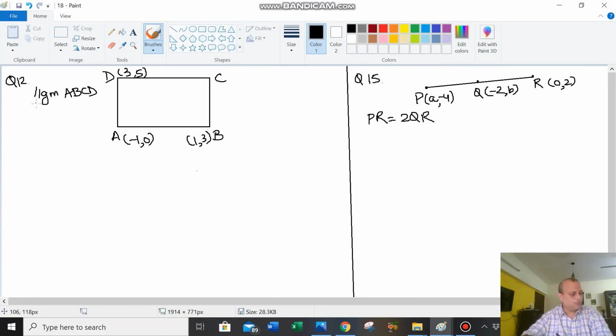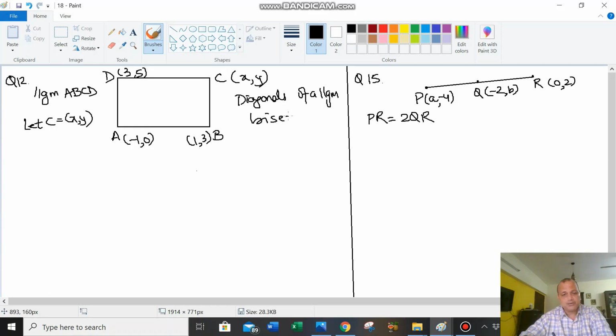Next question, question number 12 says ABCD is a parallelogram. The coordinates of the three vertices are given. We don't know the coordinates of C. So let C be equal to x comma y. So let this be x and y. Any property of a parallelogram which we know, which will help us to solve this? Yes, we know diagonals of a parallelogram bisect each other. Right?